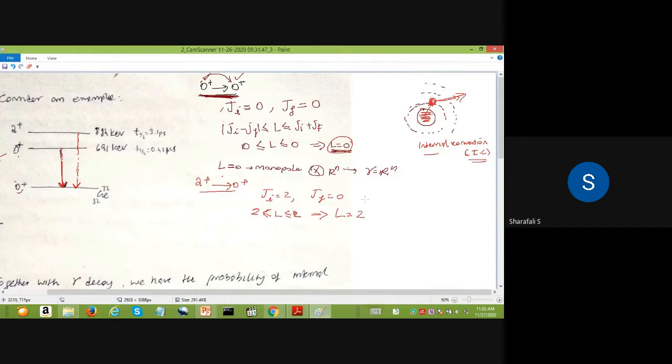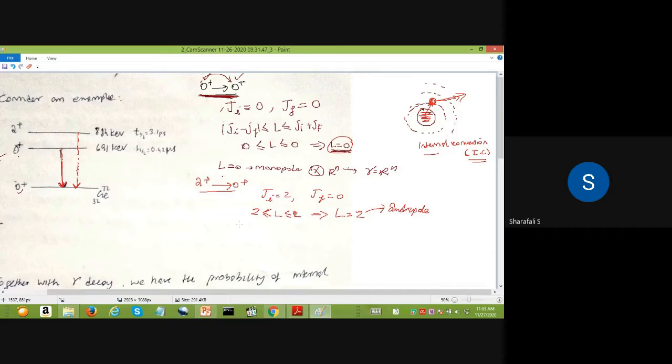So what does that L value equal to 2 mean? This is quadrupole radiation. From this itself you can say this is quadrupole, because L equal to 2. L equal to 1 is dipole. Similarly, the series will go. So L equal to 2 is a quadrupole transition. Electromagnetic radiation, gamma radiation, is possible because L equal to 2. So L equal to 2 will give you a quadrupole transition.